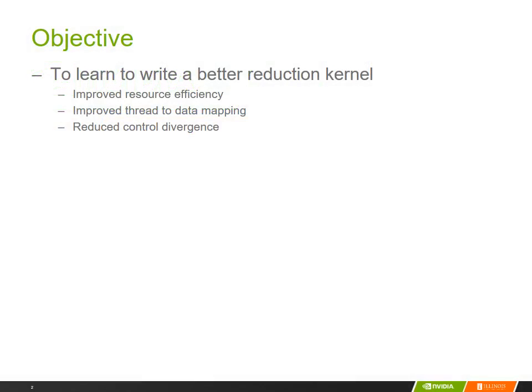The objective of this lecture is for students to learn to write a better reduction kernel. Compared to the previous kernel, the new kernel will have improved resource efficiency, improved thread-to-data mapping, and reduced control divergence.